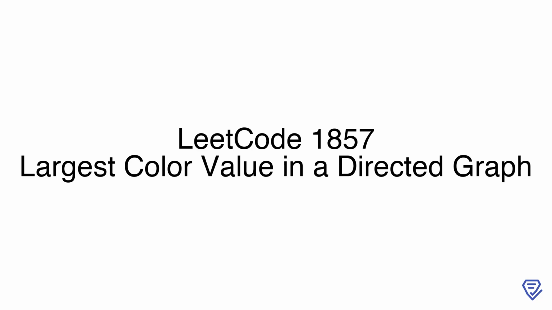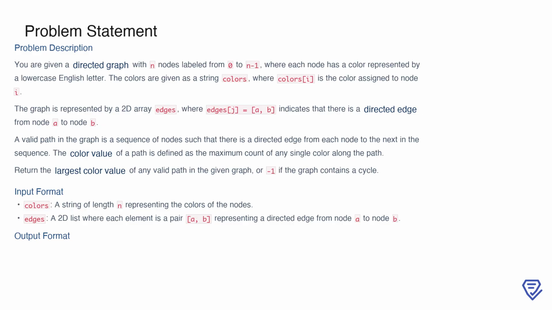Let's get started. In this problem, we are working with a directed graph that contains n nodes labeled from 0 to n-1. Each node is assigned a color, represented by a lowercase English letter. These colors are provided in a string called colors, where the character at position i corresponds to the color of node i. The graph itself is defined by a set of directed edges, given as a 2D list called edges. Each edge is represented as a pair, a, b, indicating there is a directed edge from node a to node b.